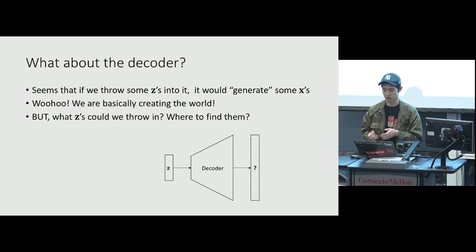So one thing we consider here: let's just take this decoder apart and say, somehow we could throw some z's, some random z's out of nowhere, into the decoder. So what could we get out of the decoder? You can see that actually we could expect the decoder to be a pretty good generator of some data.